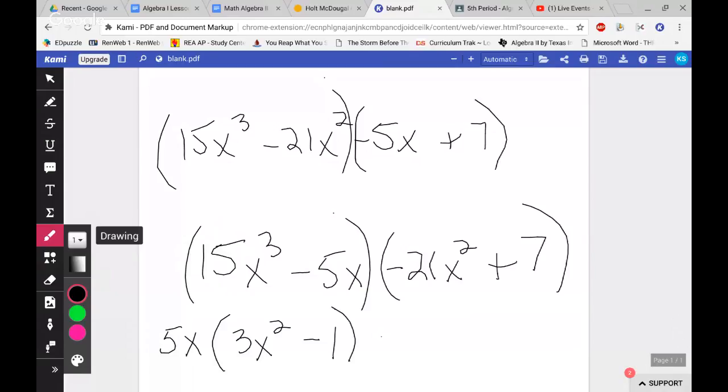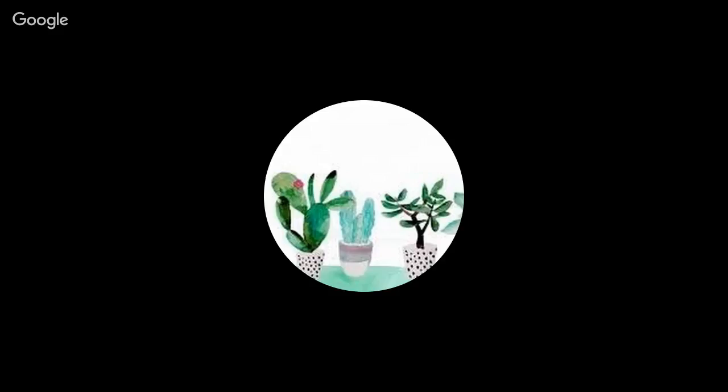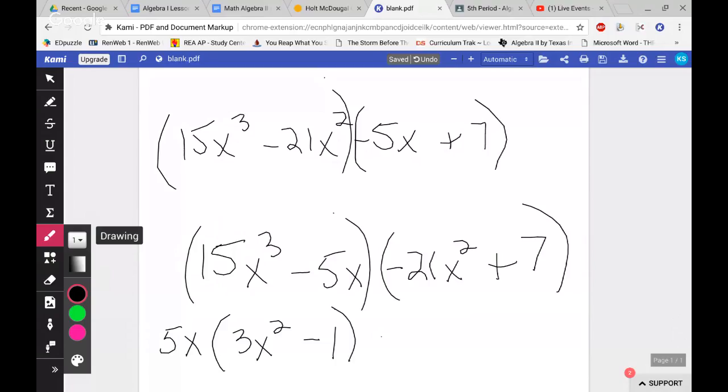And then I'll take a... So it wouldn't be minus 0. You would have to put a 1 there? Yes, ma'am, because how many times will 5x go into 5x? Oh, 1. Okay, that makes sense. And then I'm going to take a negative 7 out of this, which will give me 3x squared minus 1.